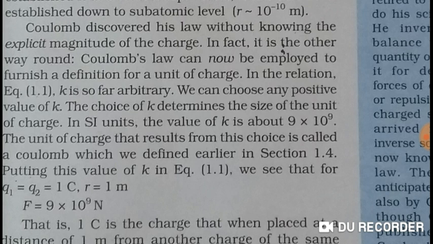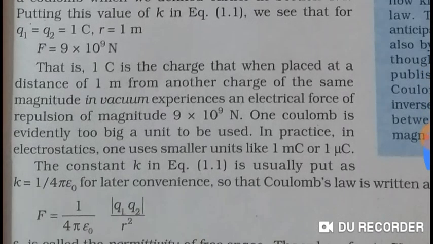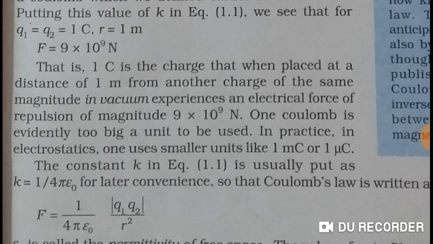Putting this value of k in equation 1.1, we see that for q1 = q2 = 1 coulomb, r = 1 meter, F = 9 × 10^9 newton. That is, 1 coulomb is the charge that when placed at a distance of 1 meter from another charge of the same magnitude in vacuum experiences an electrical force of repulsion of magnitude 9 × 10^9 newton. 1 coulomb is evidently too big a unit to be used. In practice, in electrostatics, one uses smaller units like 1 millicoulomb or 1 microcoulomb.